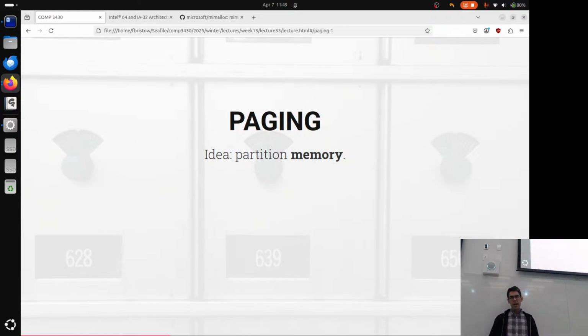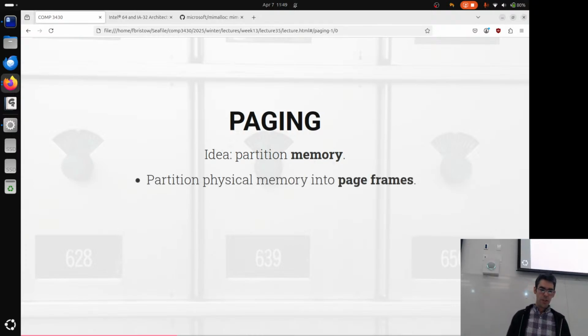But both of these are actually good ideas. Partitioning physical memory into fixed size spaces and partitioning our address space into fixed size spaces and then only allocating as much as we need are really good. They're great ideas. And so paging takes this idea, and instead of saying, let's just partition one or the other, it says, let's partition both.